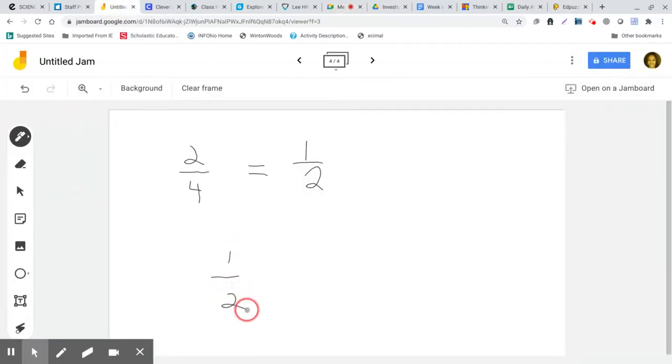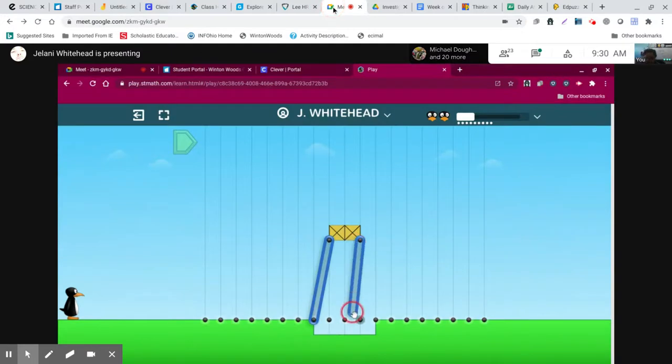So we need to scale up by a factor of 2. 2 times 2 is 4. So go ahead and hook it onto 4, Jelani. Yep.